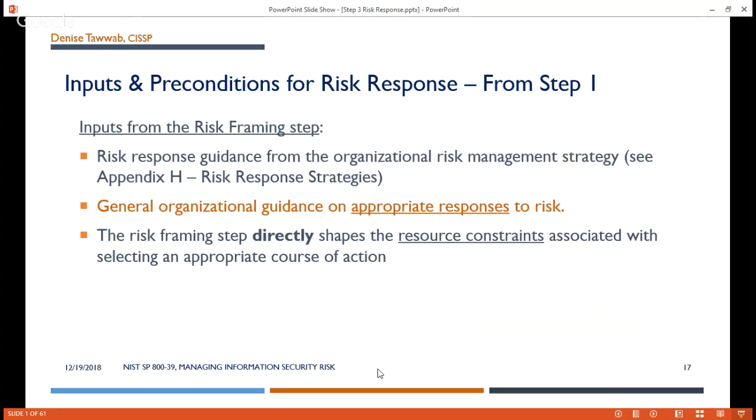Because remember, this is at the Tier 1 layer, senior management, and they're making budgetary decisions and allocating resources. And so a lot of your constraints are going to come from Tier 1.